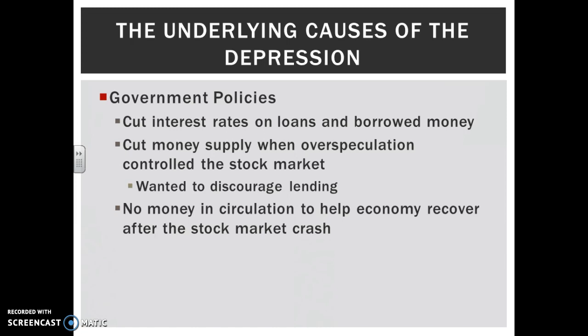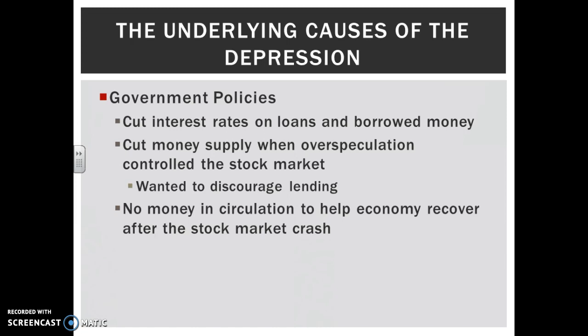Finally, when the crash does happen and the economy begins to sputter, with this ripple effect that we see earlier, there is no money left in circulation to help the economy recover after the stock market crash. So when you want to look at money involved in circulation, this becomes a major issue with the economy trying to be rebuilt because the government policies were not ready to deal with some of these issues.